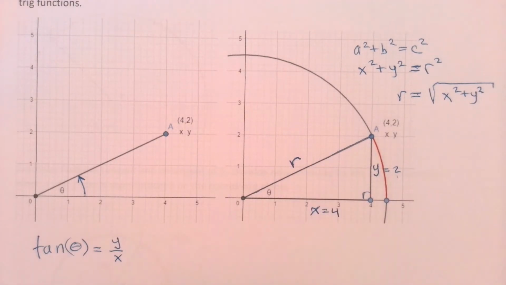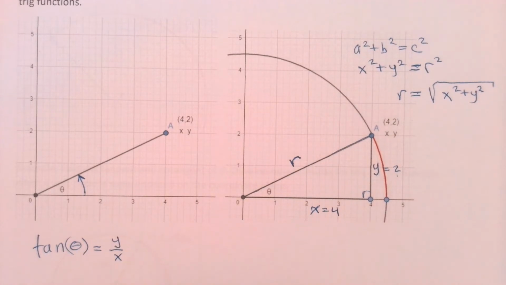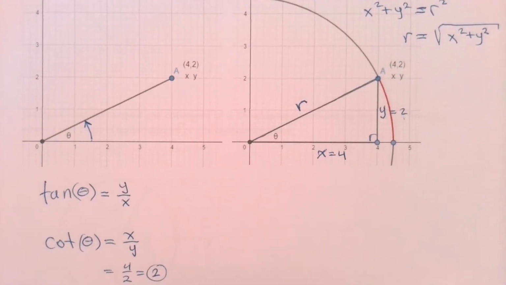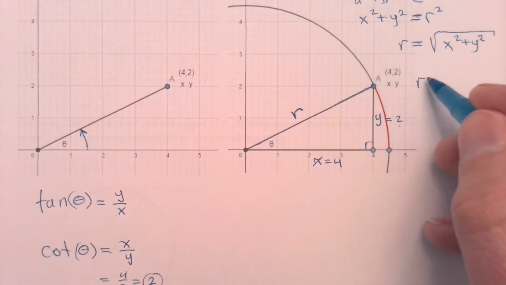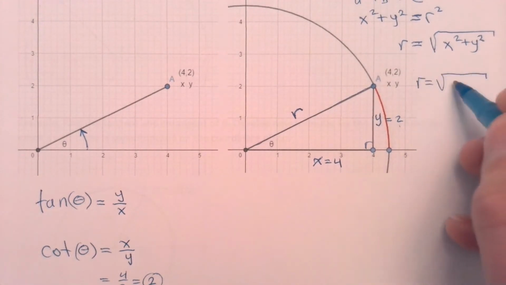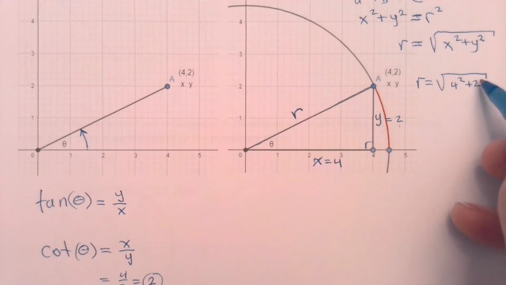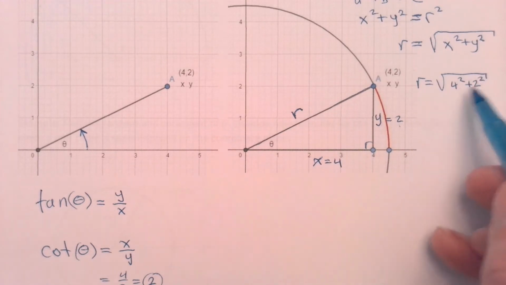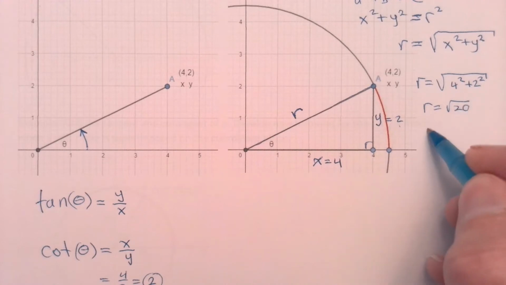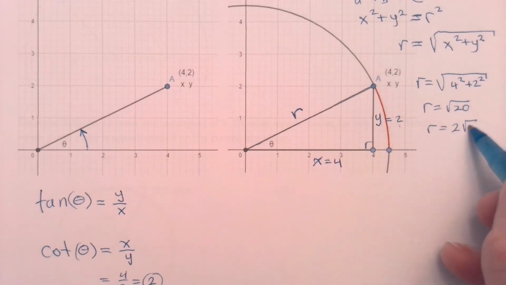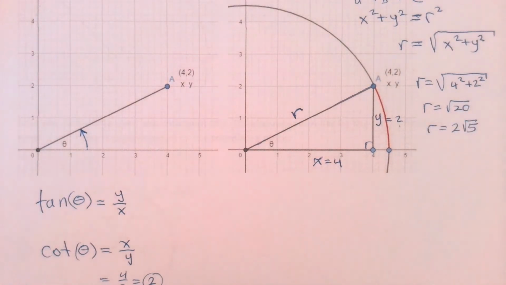And now we can do the rest of our trig values. All right? So let's go ahead and calculate that for this example. r is the square root of 4 squared plus 2 squared, which is 16 plus 4, which is 20. And the square root of 20 is 2 root 5. So that's how big r is in this example.